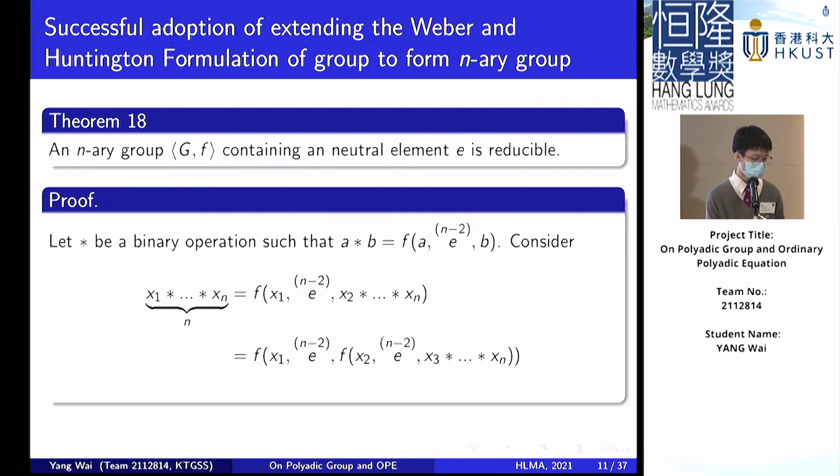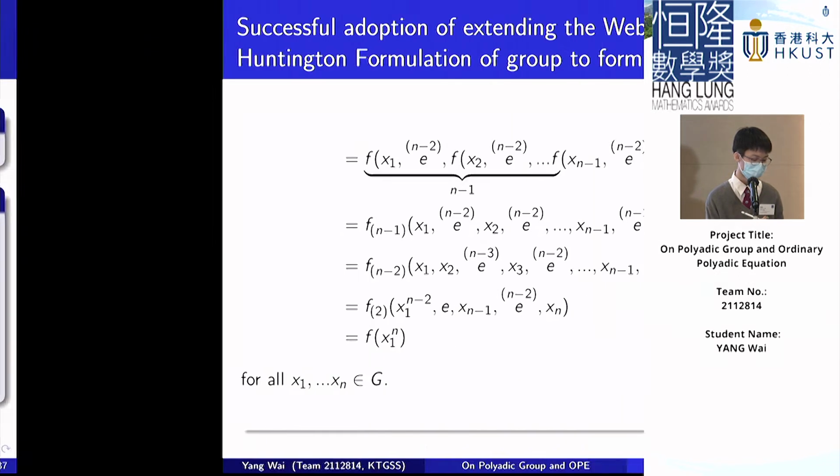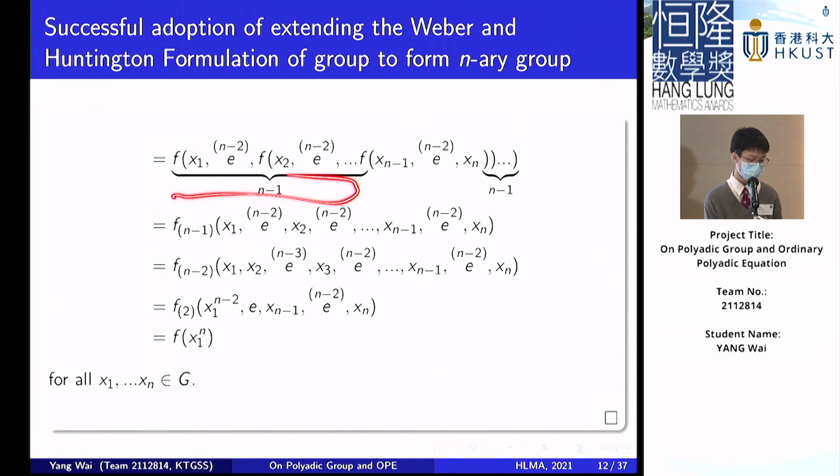We define the binary operation in this form, and we consider this kind of thing. We define the binary operation a * b like this, and we just expand it. And we use notation 12 to group this kind of notation together.